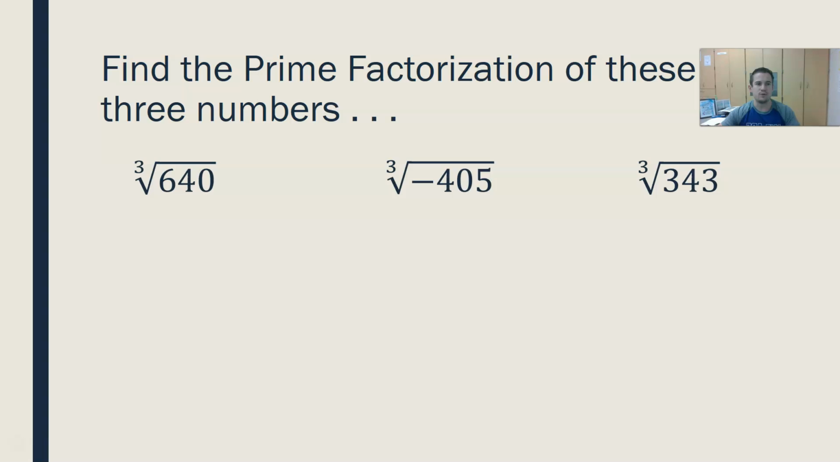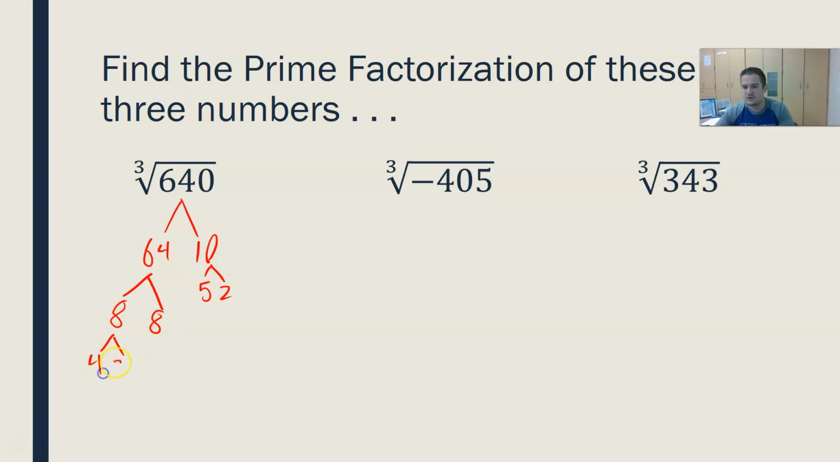So let me do a couple of these. Let's do like 640, for example. We'll do a positive one and a negative one. If I factor down 640, and you can always use your calculator to help yourself find some of these factors, but I'm going to say 64 times 10. 10 is 5 times 2. 64 is 8 times 8.